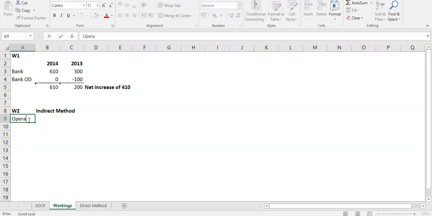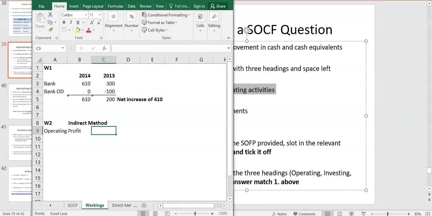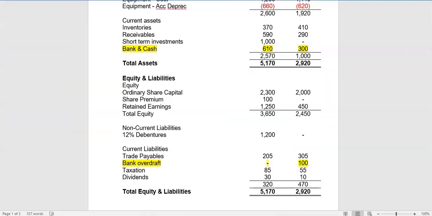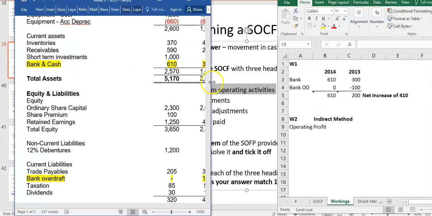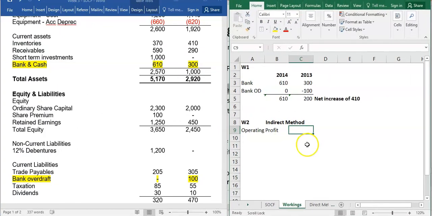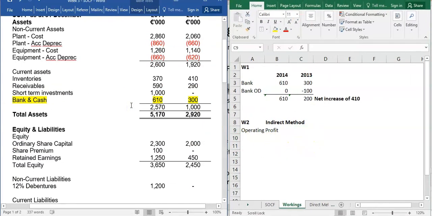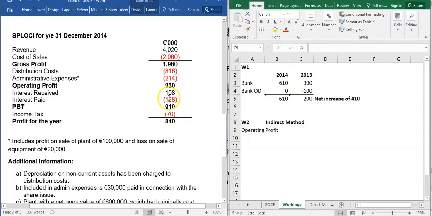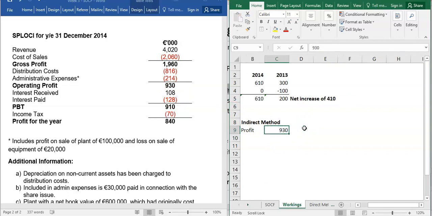Starting the indirect method, I always start with operating profit, and that will be given. So I'll just tidy up this, I'll put the half pages so we're not moving the whole time. Make this a bit bigger. So your starting point there is operating profit. You can of course start with profit after tax, but you'll be just adding back expenses anyway. So the easiest thing is to start with the 930. Right? If you started with profit for the year 840, you'll be adding back interest and tax, and you'll be taking off interest received. So it's often quicker to start with the operating profit if it's given in the question.